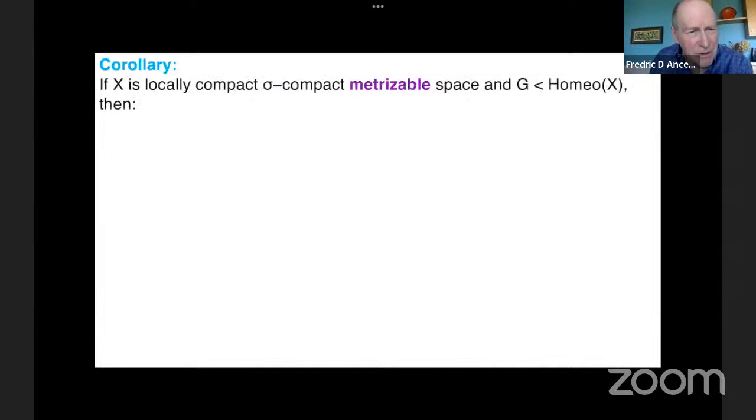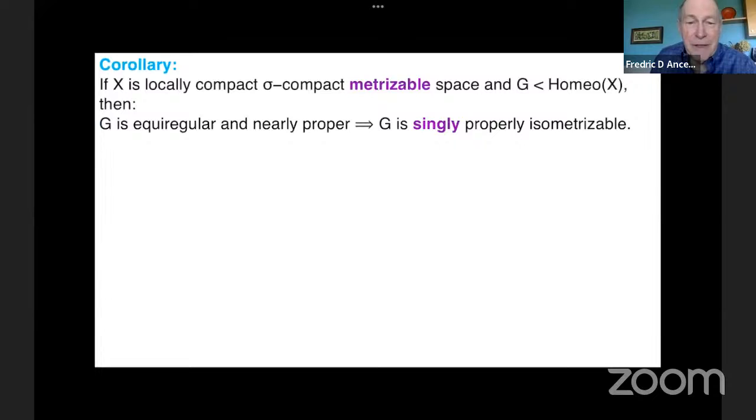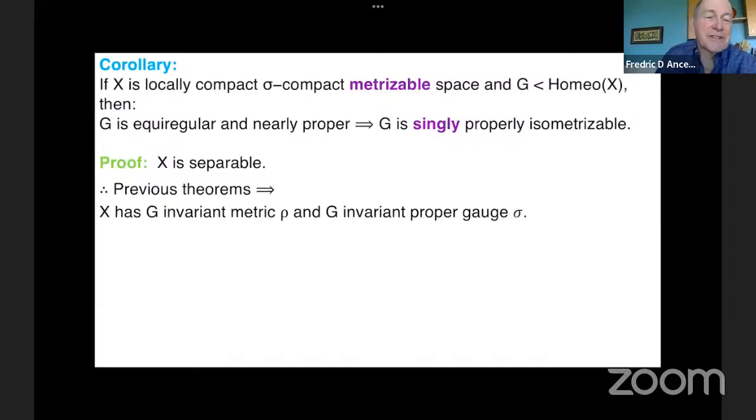Okay, and then a corollary of that is that if you start with a metrizable space rather than a Hausdorff space and ask this, you get the same theorem with a single gauge structure. And the proof, I think I put it in here, but I'm going to skip it. Well, no, I'm not going to skip it. I'm going to include it. So I know that on the one hand, from my previous theorem, I get a G-invariant gauge structure.